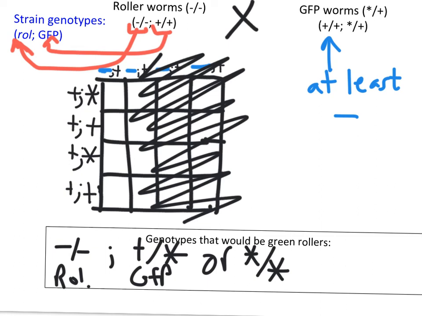Okay, so I'll leave it to you then to decide, once you've made this F1 generation, those are these worms with the genotypes in there when you fill it out, what would you do with them to make green fluorescent roller worms?